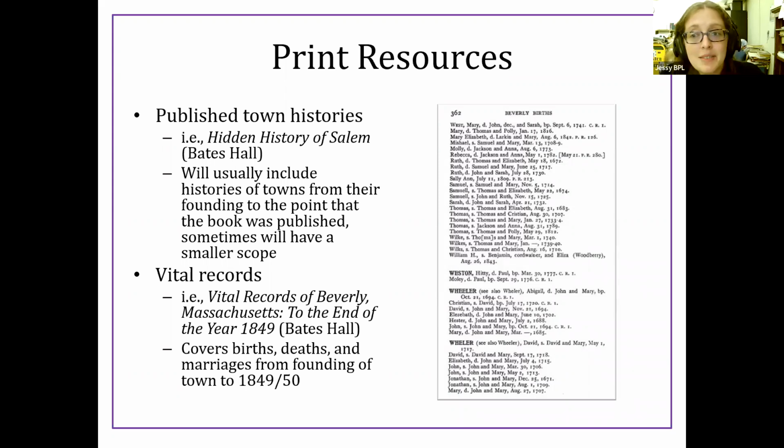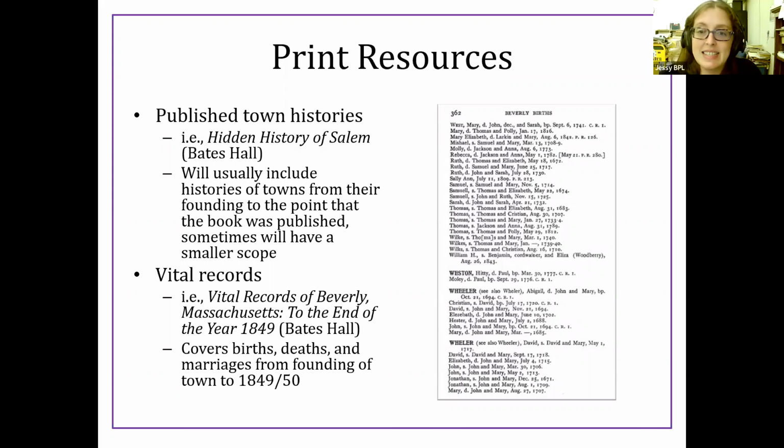And right next to these town histories in Bates Hall are vital records. These are what we call, as librarians, the tan books, because their covers are tan colored. These were all done in the late 19th century. They contained vital records published covering from the founding of the town up to 1849 to 1850, because that's about when this project started.